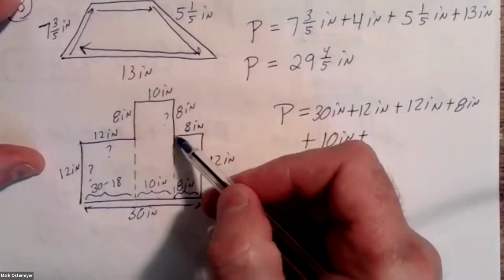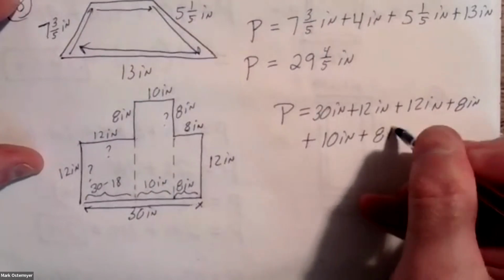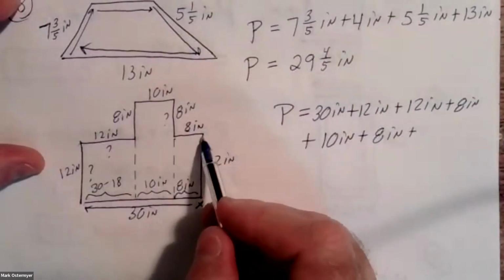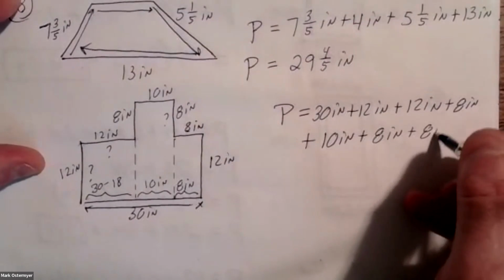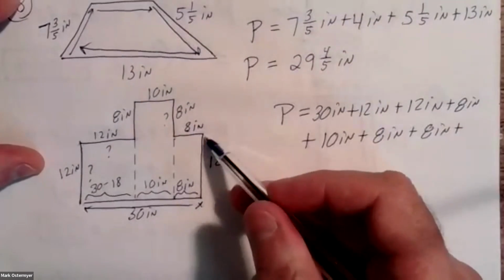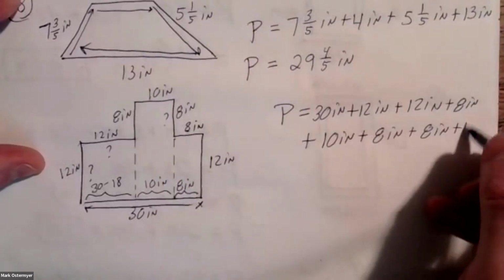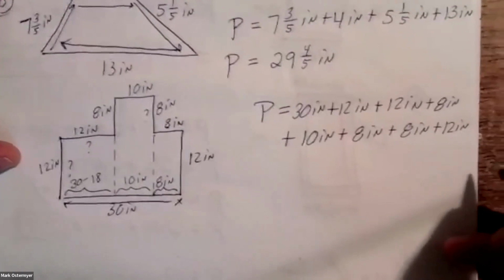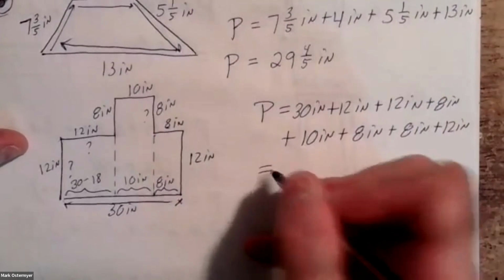Plus I walk here to here, that's another 8 inches. Plus I walk here to here, that's another 8 inches. Plus I walk from here back to where I started, 12 inches. There you go. That would be the perimeter of this geometric shape. Got to add all these together.